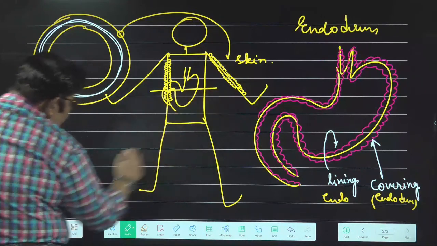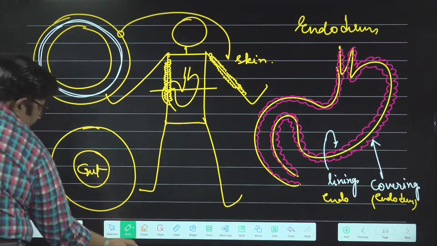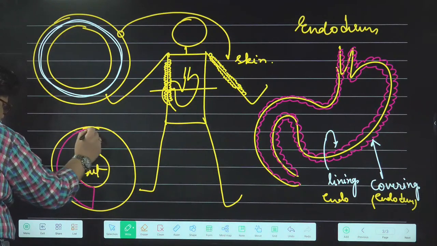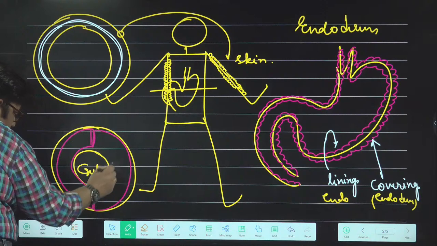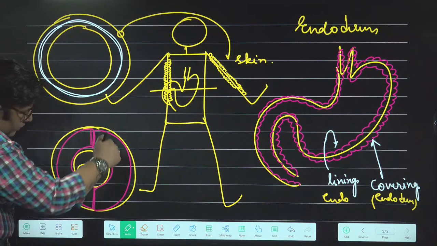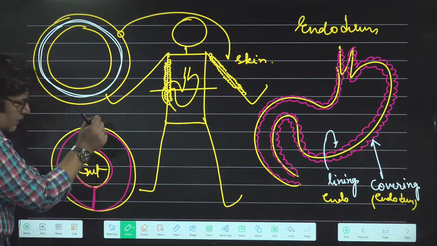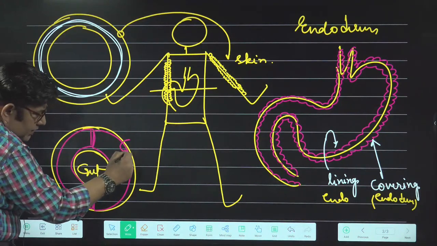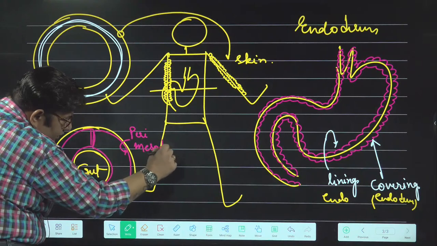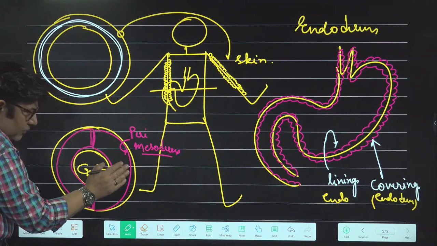Now coming to the body cavity. If I give a section here, I'll show the body cavity. The gut here, the outer body wall and the gut wall. And this is the peritoneum. This is a true body cavity, coelom, and the peritoneum. So this peritoneum is lining the body cavity. The epithelium of this originates from the mesoderm because this peritoneum originates from the mesoderm. So its epithelium, called mesothelium, also originates from the mesoderm.